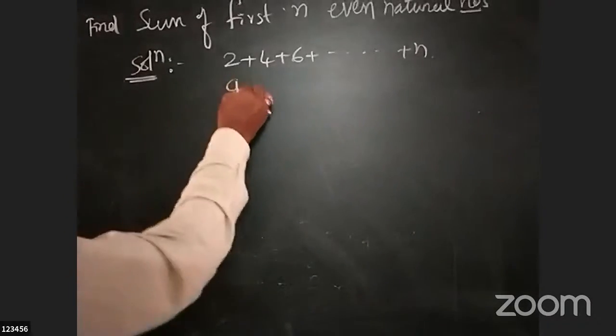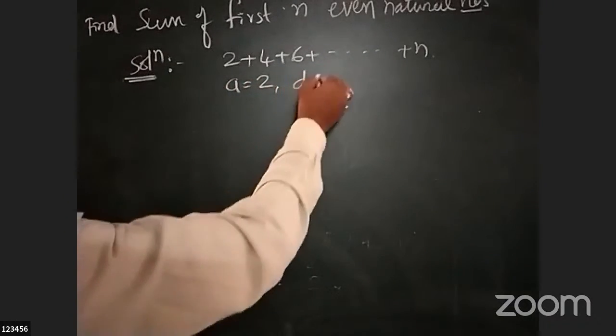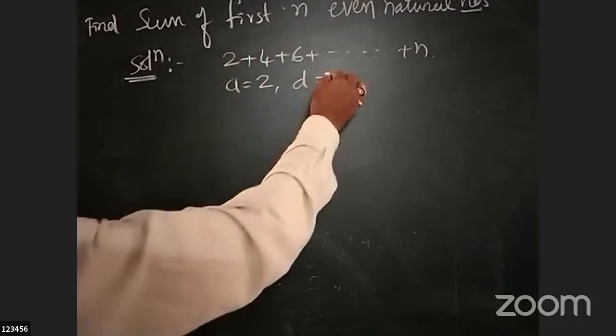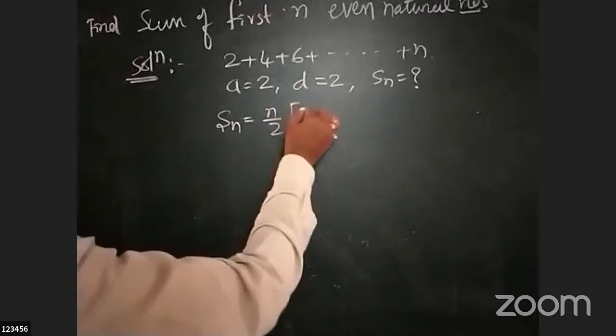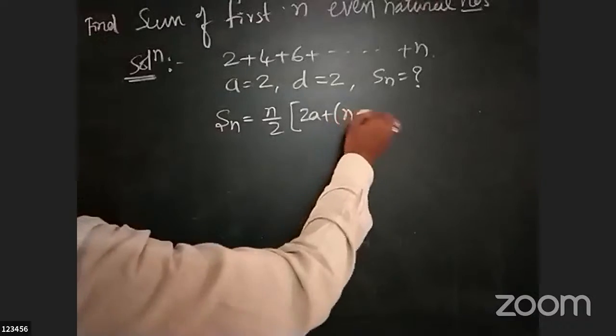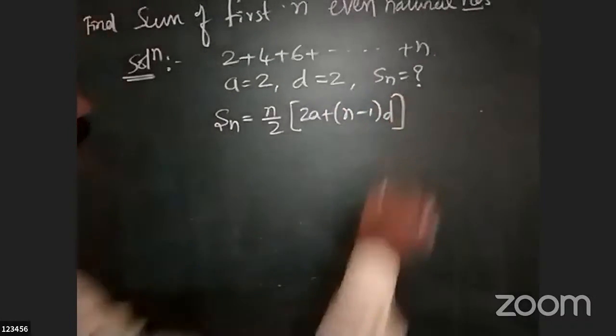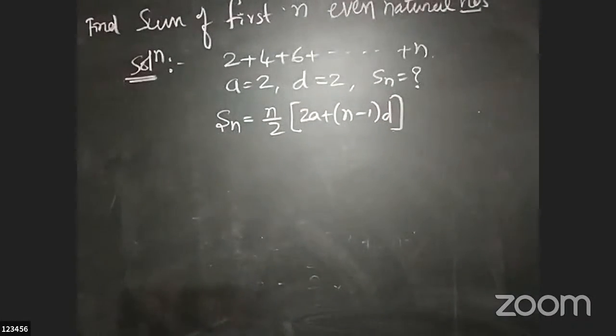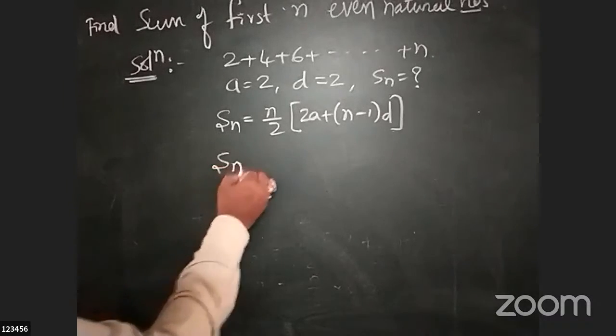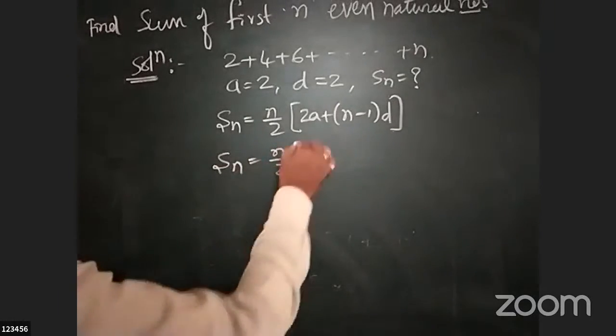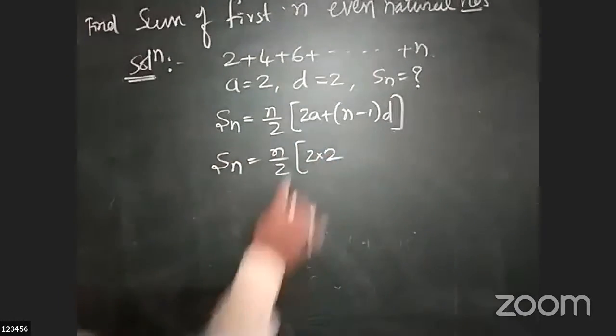A is equal to 2, you are getting. D is equal to 4 minus 2, 2 only. The formula is Sn is equal to n by 2 into bracket 2a plus n minus 1 d. Just substitute the value of a and d. Sn is equal to n by 2 into bracket 2 into 2.